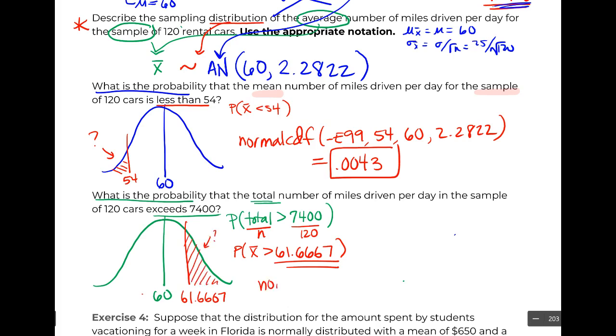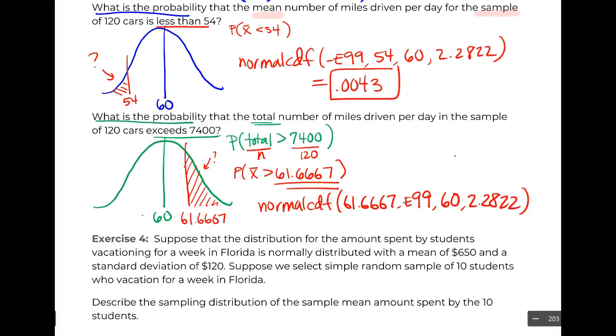And then we could use our normal CDF, starting at our 61.6667, going on forever to E99, using the mean and standard deviation for a sample mean, because we converted everything to that context. It is possible to go figure out the mean and standard deviation for a total, but like I said, that is mathier than I get in this class, and it's a heck of a lot easier to just convert our total to a sample mean. And that value ends up being 0.2326.